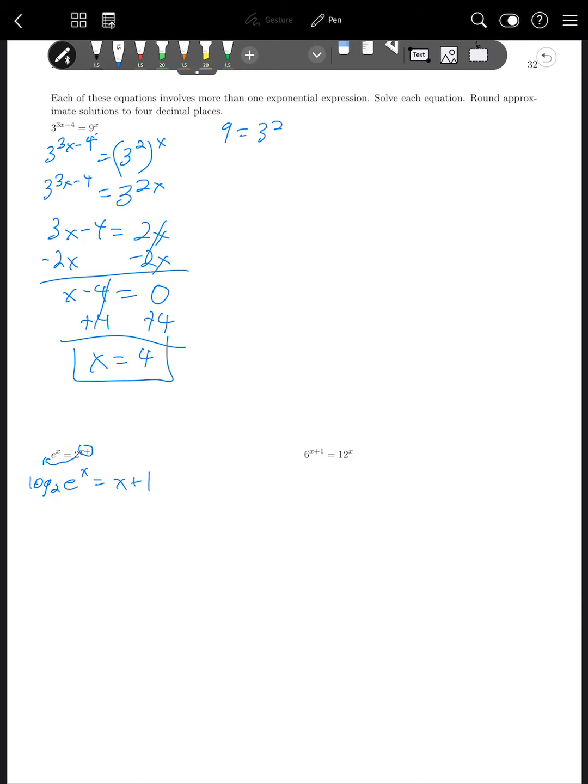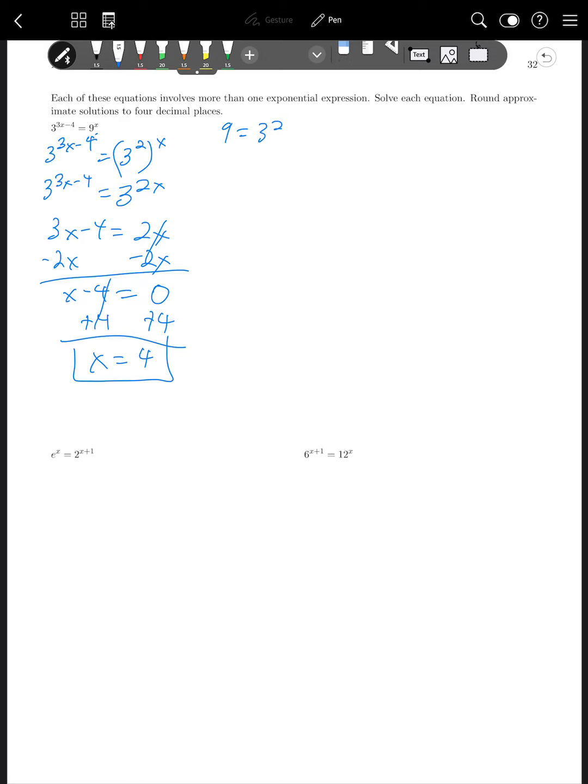And now I can get the x out of the exponent by using the exponent rule. So this would be x times log base 2 of e equals x plus 1. And now we can solve the resulting equation. So I can subtract x from both sides because I need to get the x's on the same side. Nah, I'm going to choose not to use this way because I think there's a better way. I think the other way I like to do this is better.